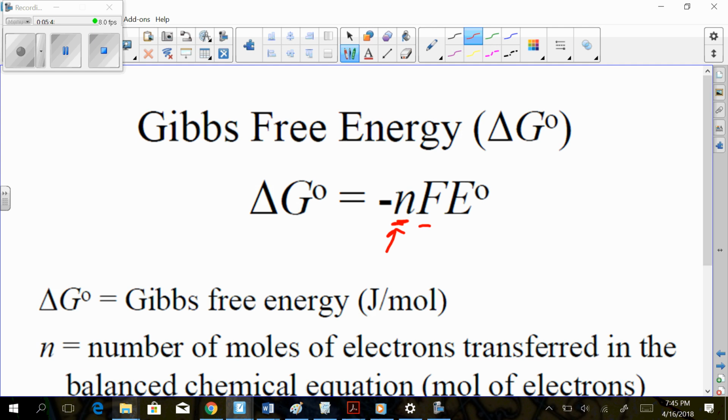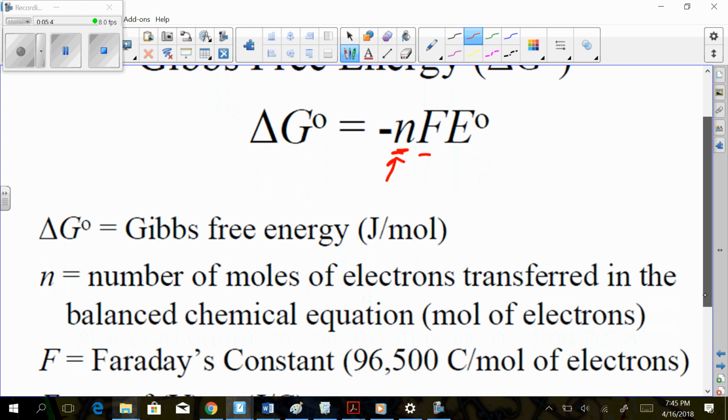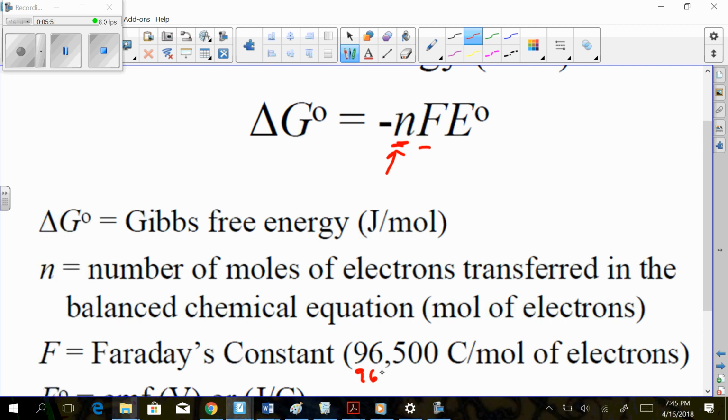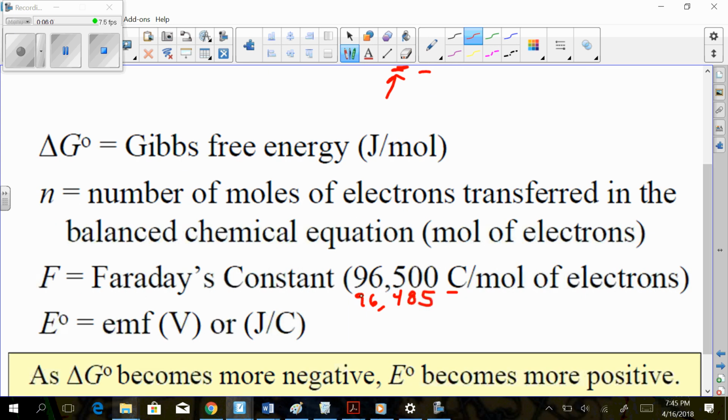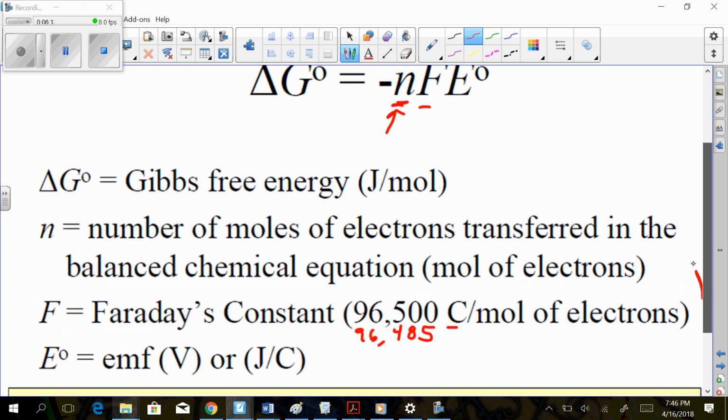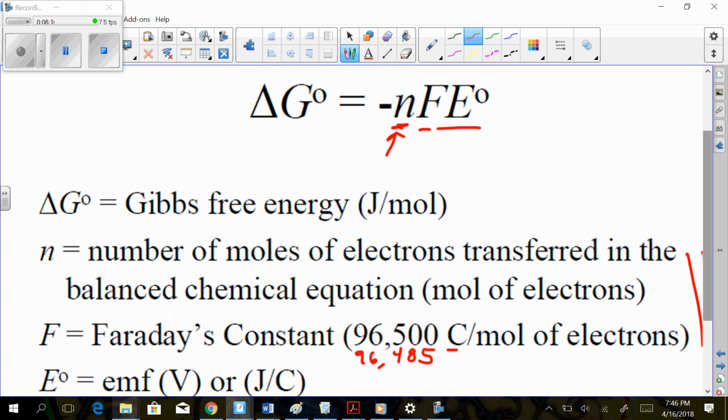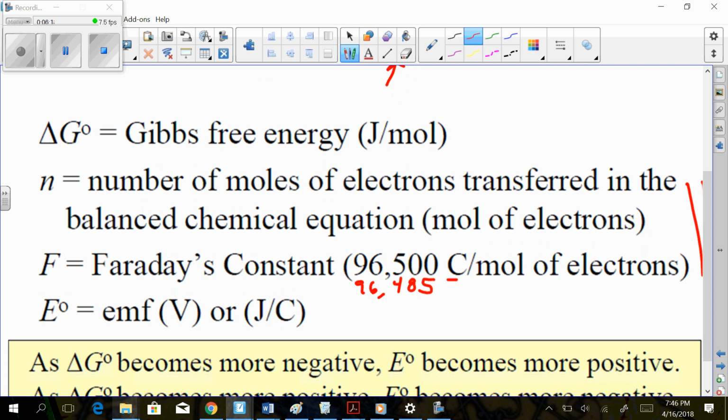F is Faraday's constant. Faraday's constant is 96,500, or on your formula sheet it is 96,485 coulombs, which is a unit of charge per mole of electrons. That is a constant. That is the charge of 1 mole of electrons. Then when you multiply those two by the E cell, you get delta G. If you calculate the E cell, the unit of the E cell will be volts, and volts are really joules per coulomb.